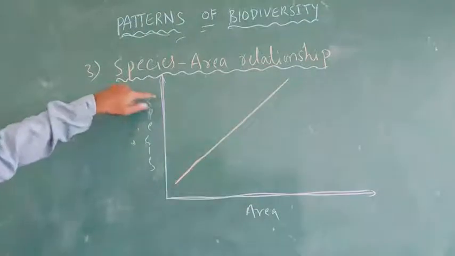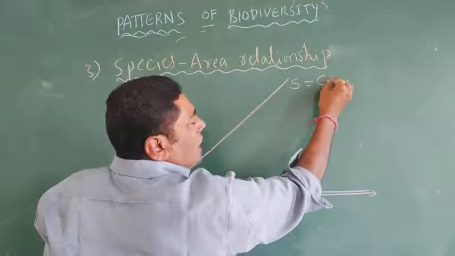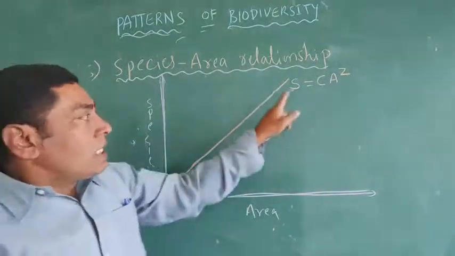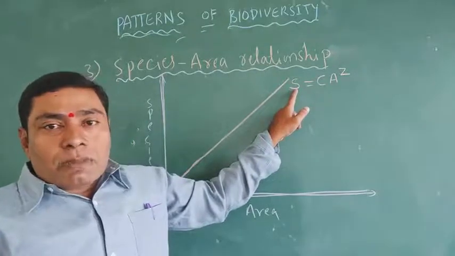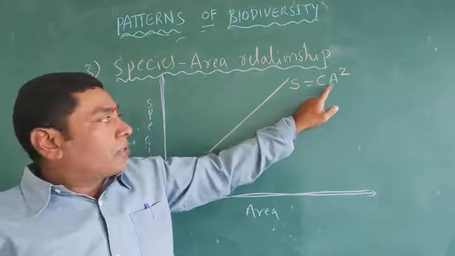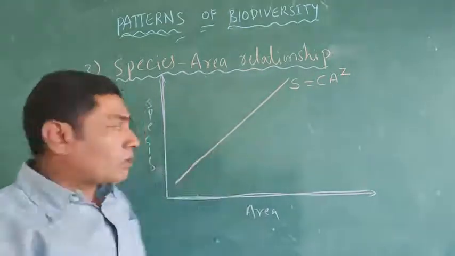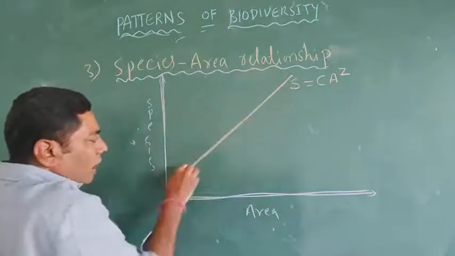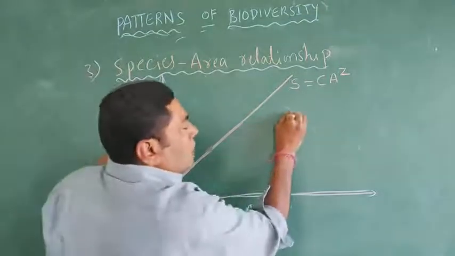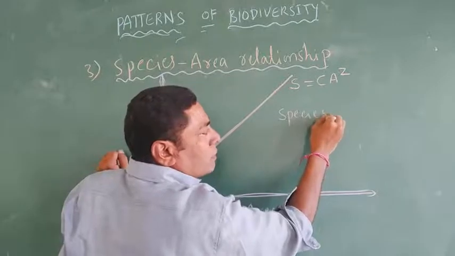So the equation is S equals C A to the power of Z. Here, S means the species, the number of species. C means the y-intercept. A means area. Z means the slope, the slope of the growing line.